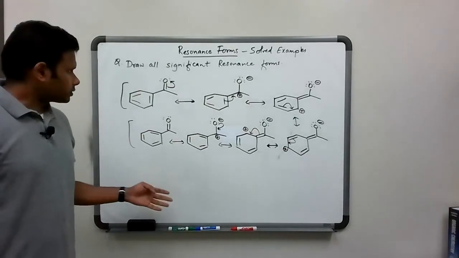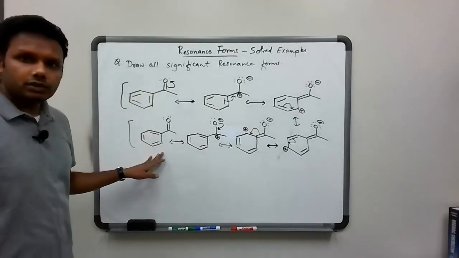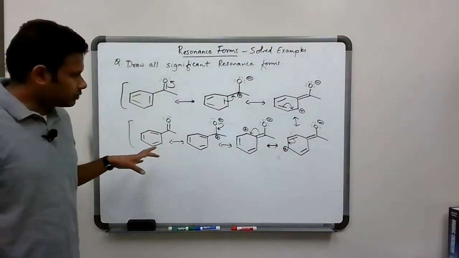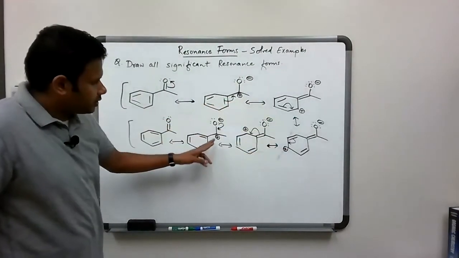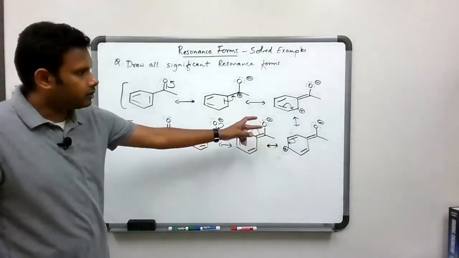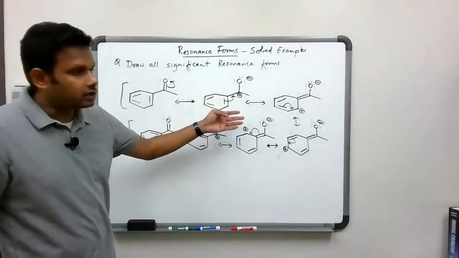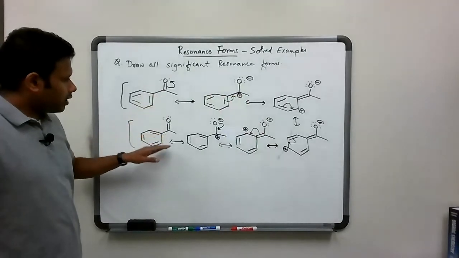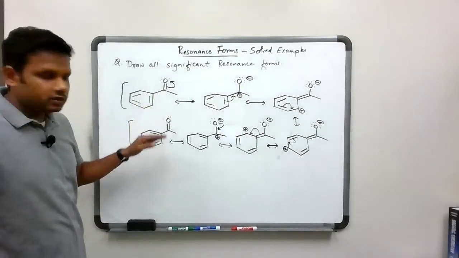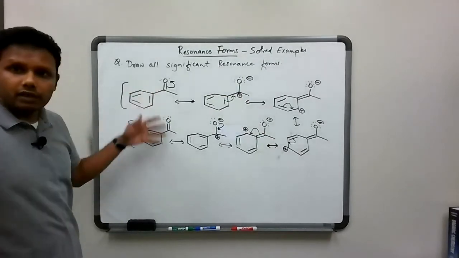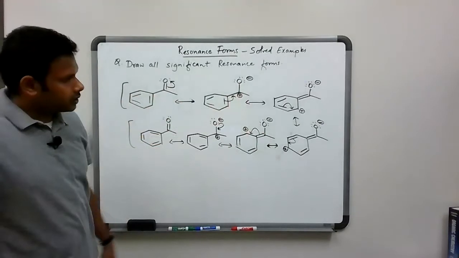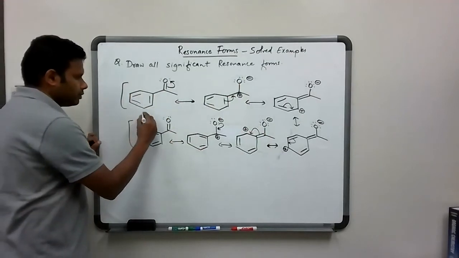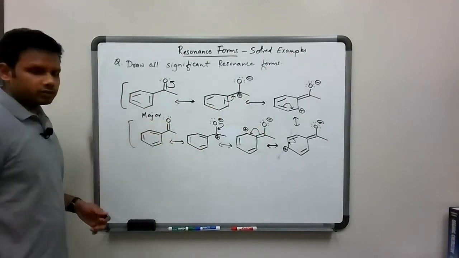Now if you evaluate these structures, you would notice that this first structure and the last structure are the ones where we have a complete octet for all the atoms involved, because for every other resonance form, there's a positive charge somewhere, and that carbon is missing its octet. So these two have complete octets for all the atoms. Additionally, notice how these do not have any formal charges. Every other resonance form has two formal charges on atoms. So that means these two are the major resonance forms, okay?